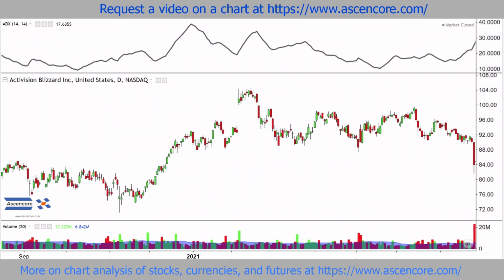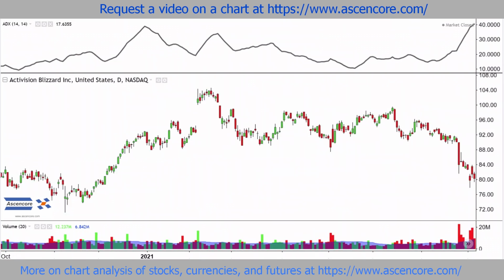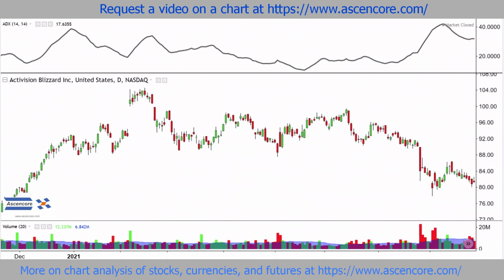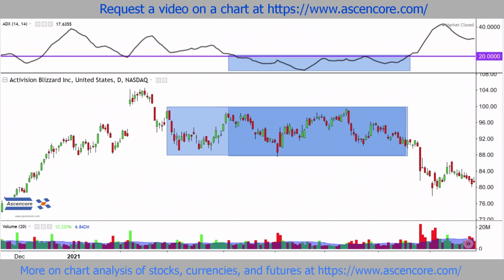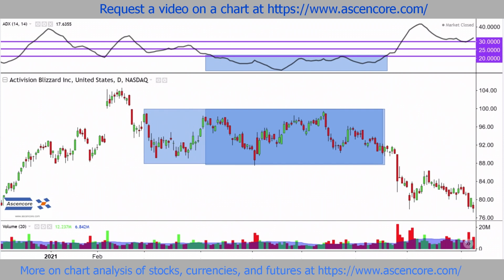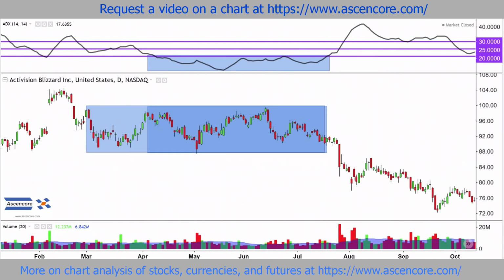ADX presents values from 0 to 100. Values from the 20 to 25 range are often considered low. With ADX at or below these values, the market is often non-directional. And usually more directional movement can be seen once values reach the mid to upper 20s.